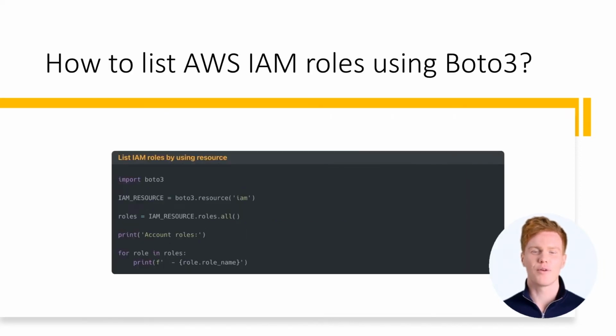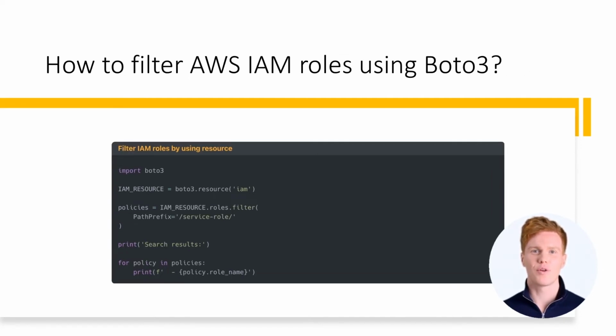To list all IAM roles using Boto3, you need to use the all method of the roles collection of the IAM resource. To filter IAM roles, you need to use the filter method of the roles collection of the IAM resource. This method accepts the path prefix argument to filter the list of roles based on the role's prefix path.